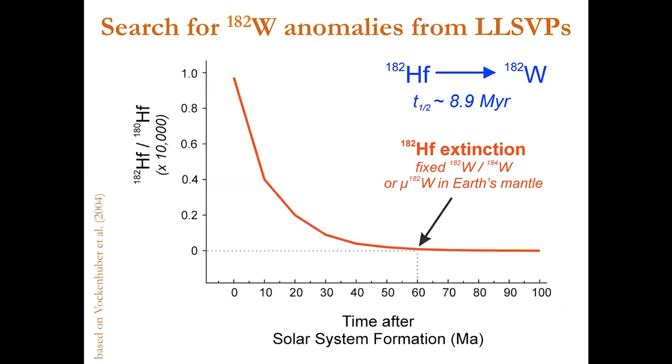So how can we use this decay of hafnium to tungsten? This is just a primer on this. It's the mass 182 hafnium that decays to tungsten 182.